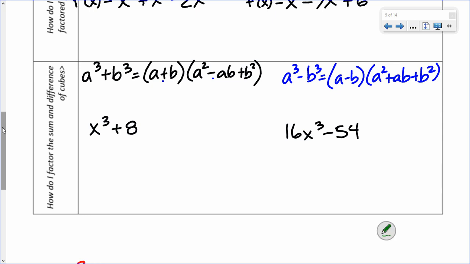Someone, I just learned this year, someone just told me this year, you have to remember SOAP. That stands for same, opposite, always positive. Those go together. So this one, this operation is the same as the plus. Opposite, that's this one, always positive. And this one is same here, opposite, always positive.